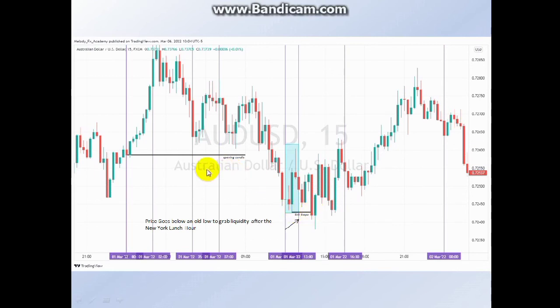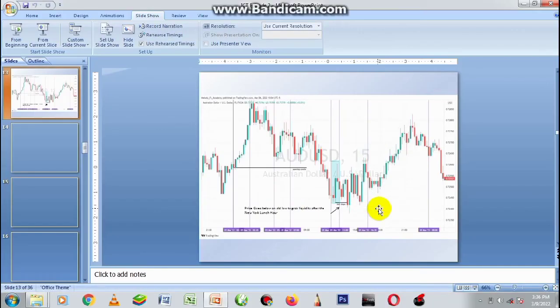And we are below the opening of the candle. Price goes below and holds low to grab liquidity after the New York lunch hour. Okay, this is what we see here. And where are we right now? We are below the opening candle of the day. So this is a high probability entry for our buy setup. Okay, so let us drop down and see what we have.